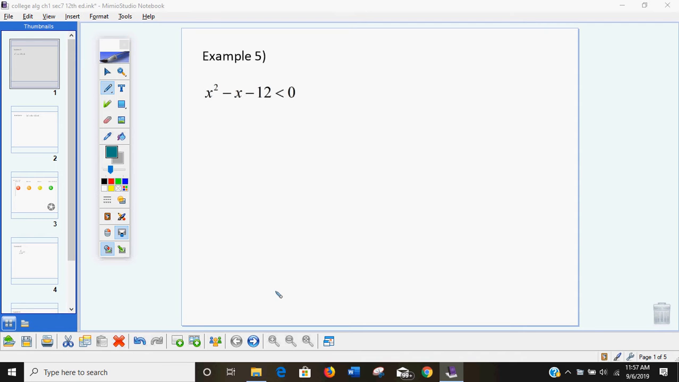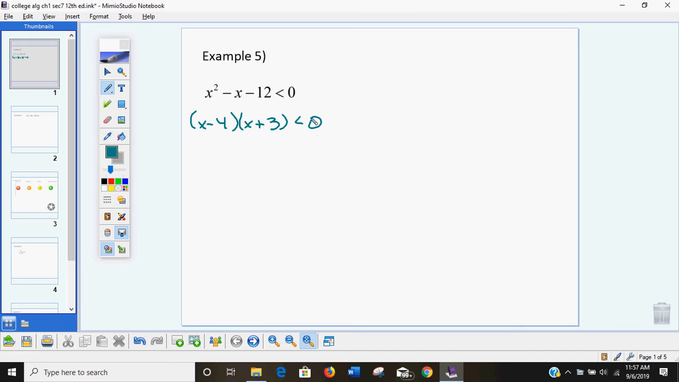At example 5, we have x squared minus x minus 12 is less than 0. Because of the x squared, we know there could be two possible answers. So we want to get everything on one side and factor. Now it's all on the left, we have 0 on the right, so we're ready to factor. So x squared minus x minus 12 is going to factor into x minus 4 times x plus 3.